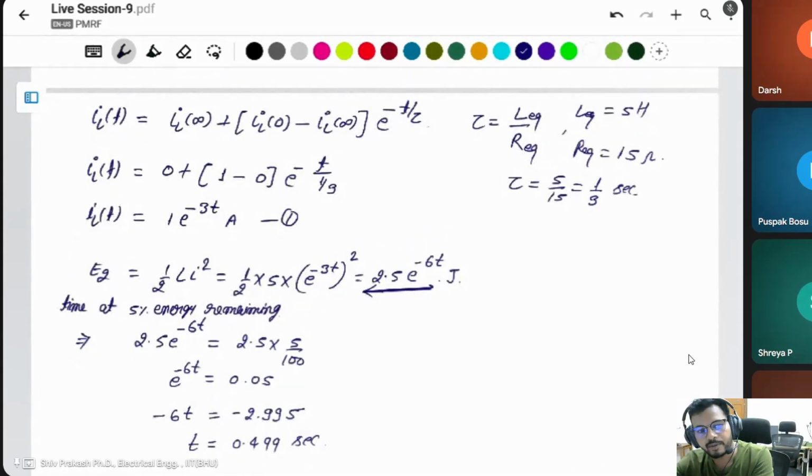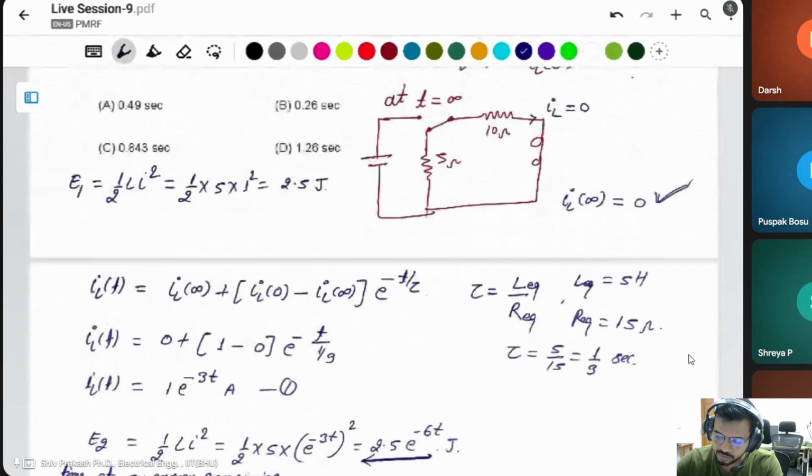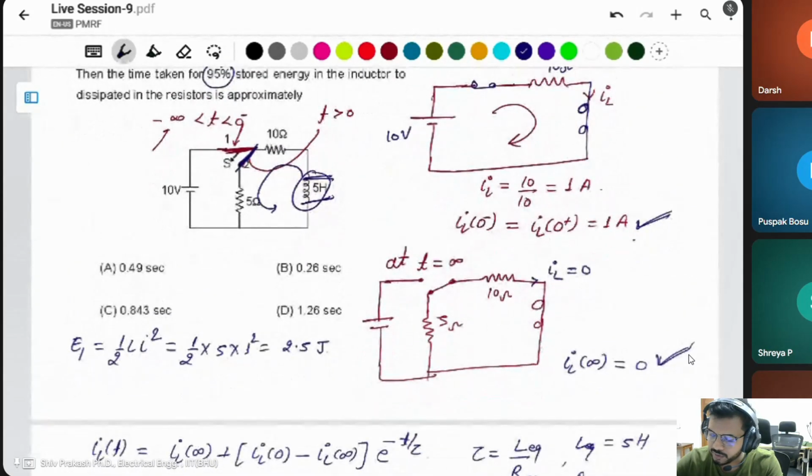Only this time, it means 0.5, half of a second, is taken to release your 95% of energy. So IL at infinity is 0 because the inductor is shorted, right? There is no source. If there is no source, then how is the current flowing? That's why the inductor is shorted at infinity time.